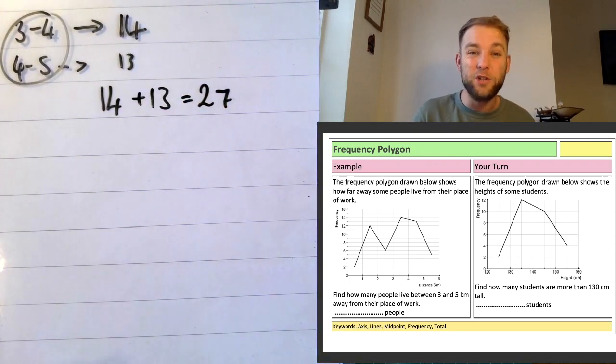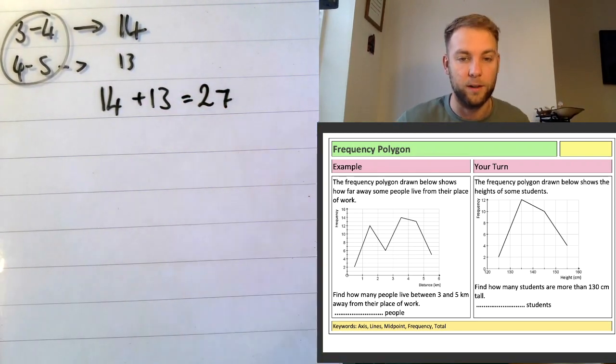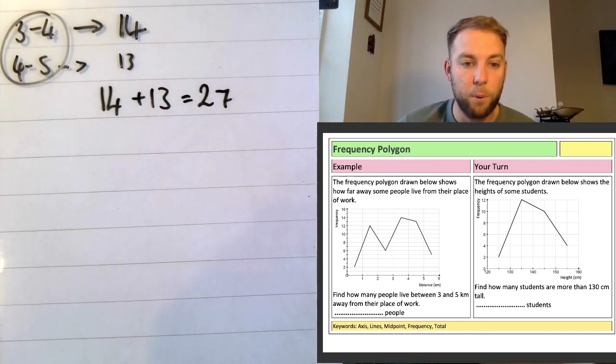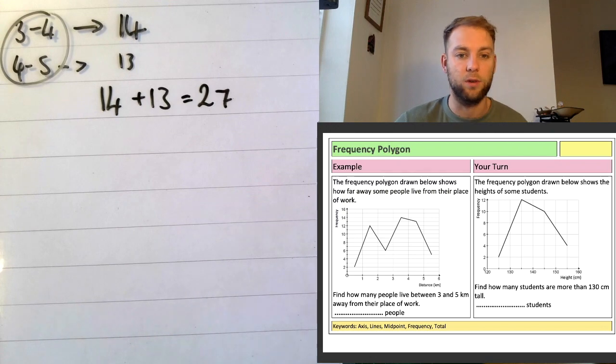So that's a little bit trickier because you've just got to know that you're using those points. It's all right when you're drawing it, but when you're working backwards, it can be tricky. So pause now and have a little go at that one on the right-hand side.